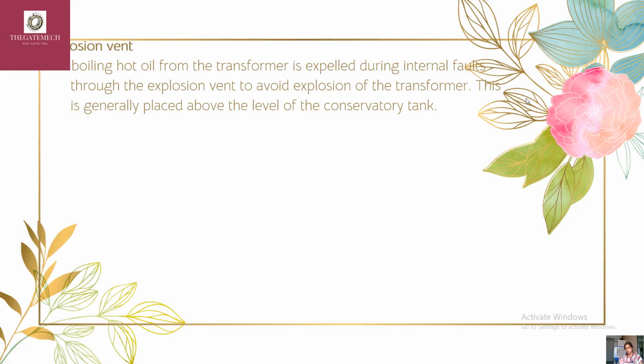Right. The last component is the expansion vent. Boiling hot oil from the transformer is expelled during an internal fault through the expansion vent to avoid explosion of the transformer. This is generally placed above the level of the conservator tank. Our last component of the transformer is the bushing, which we will discuss in our next video. So that's all about the parts of a transformer. This is called an oil immersed transformer.